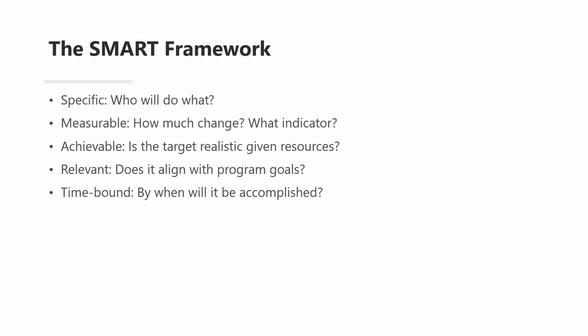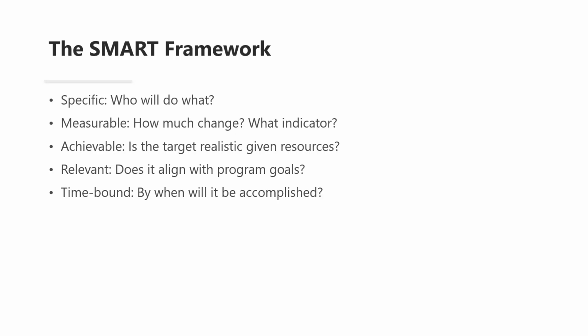Relevant means the objective aligns with and supports the broader program goals and mission. Every objective should connect back to what the program is trying to accomplish. If your program goal is to reduce childhood obesity, then an objective about adult tobacco use would not be relevant. Time-bound means there is a specific deadline or time frame. Without a timeline, there is no accountability.